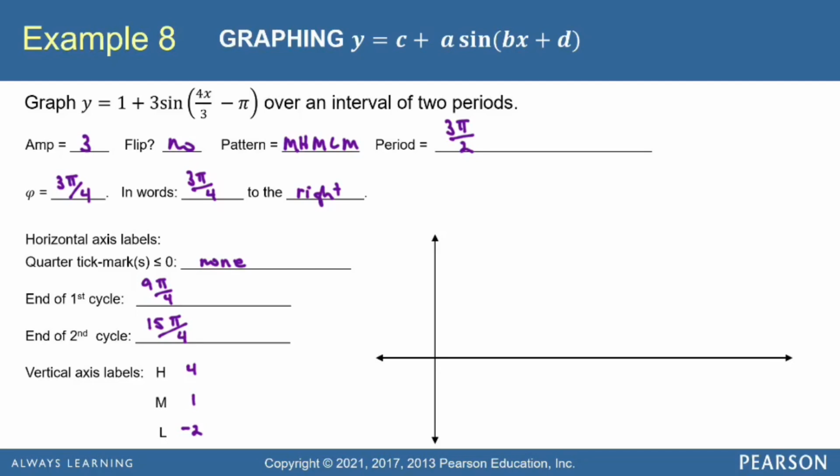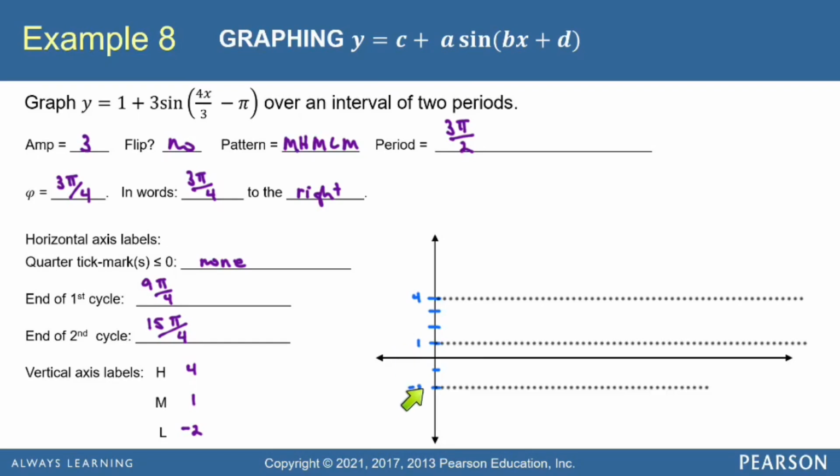So let's start with the vertical axis. We need a high point at 4, and then we need our middle point at 1, and then we need our low point at negative 2. And then let's get our dotted horizontal lines, one at the high point, one at the middle point, and one at the low point. Now let's think about our phase shift. So we need to put our initial mark on the horizontal axis at 3 pi over 4. So we'll just move over some amount and call that 3 pi over 4.